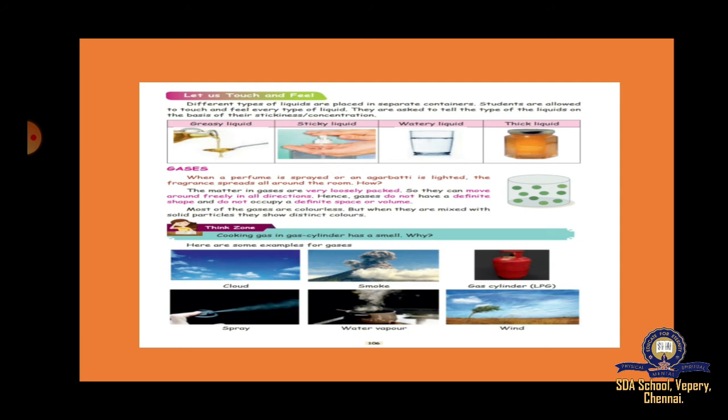See the greasy liquid, if we touch the oil, it will be very greasy. Oil, right? Greasy it will be, so greasy liquid. Now if we touch the hand sanitizer, how it will be? It will be very sticky, right? That is called sticky liquid. And watery liquid is nothing, not greasy, not sticky, it will be plain. That is called watery liquid.